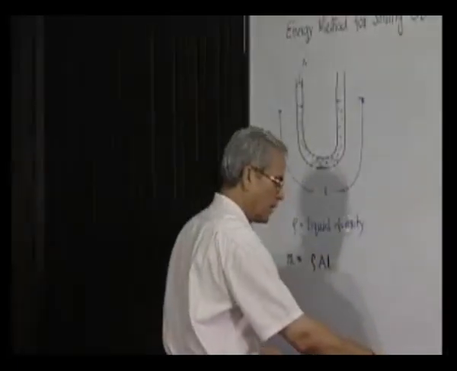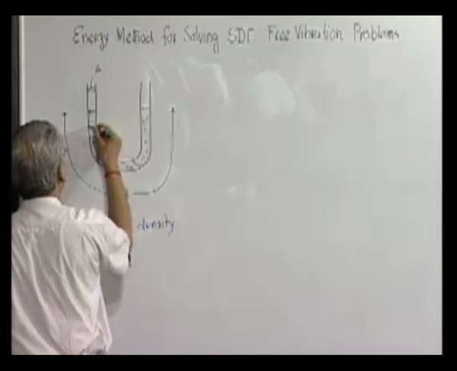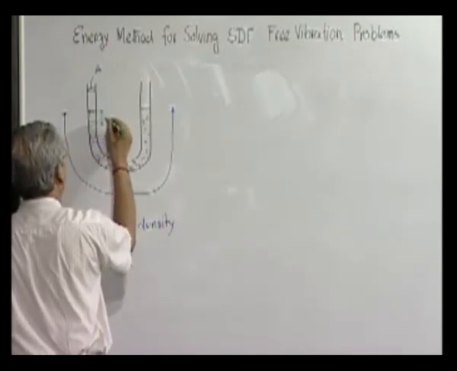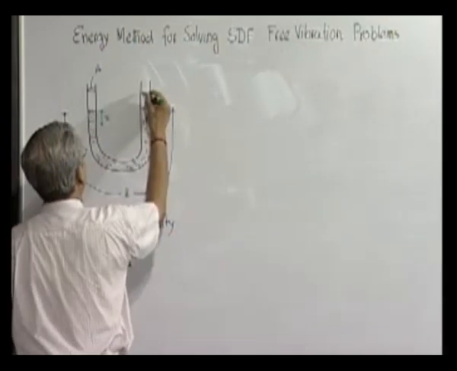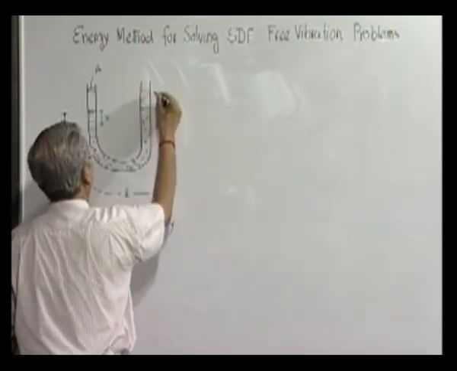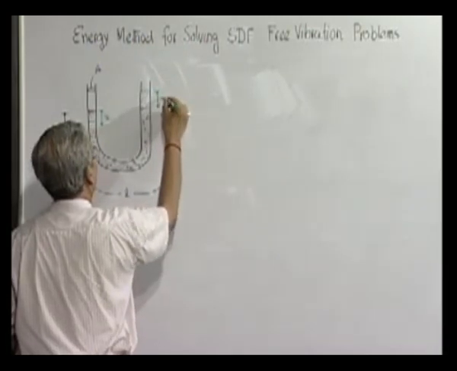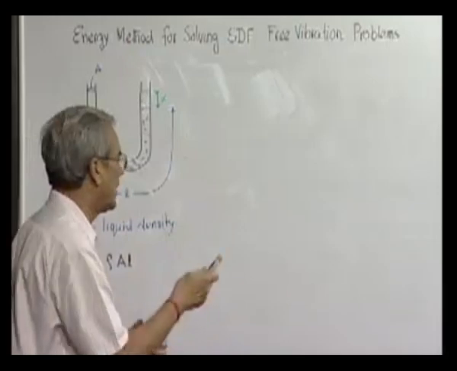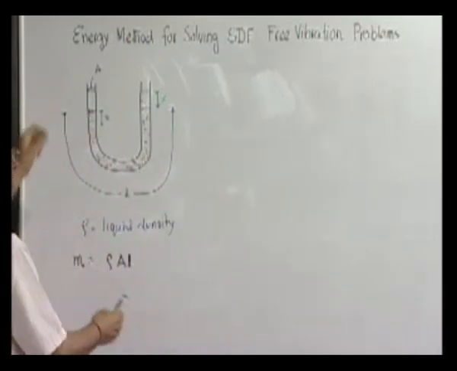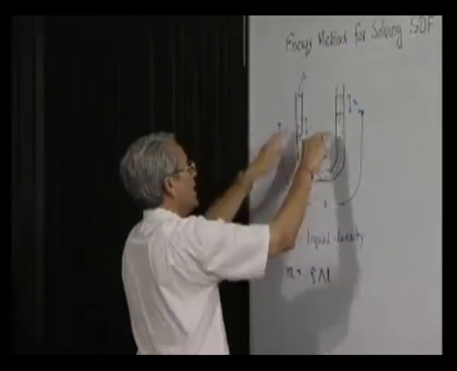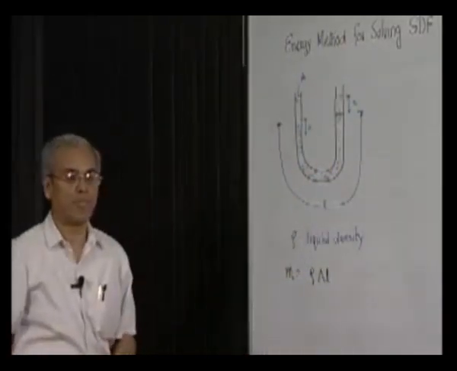Now, let us consider that we have displaced it, and this end we have displaced by x. So, obviously, the other end will go up by the same amount. So, this is one extreme position where you leave, and then you leave it to oscillate. What happens? This water column will oscillate, as we know from our experience.